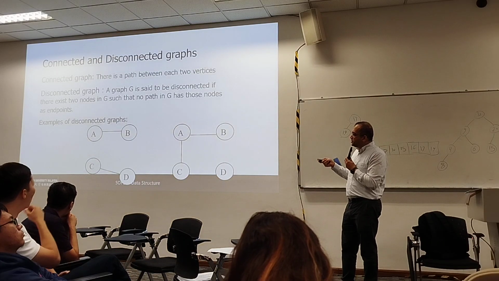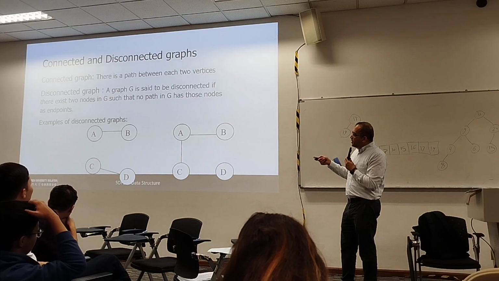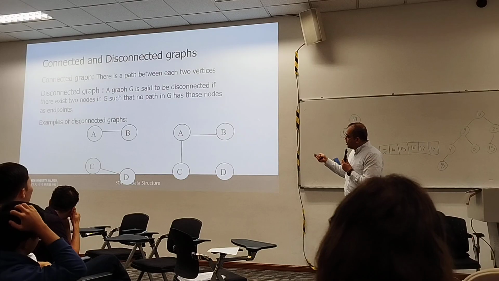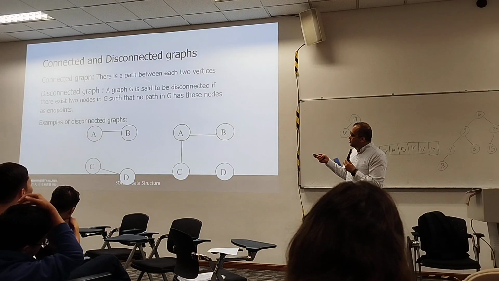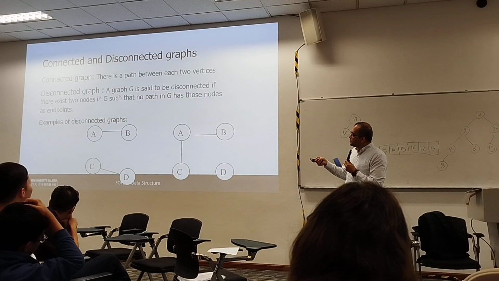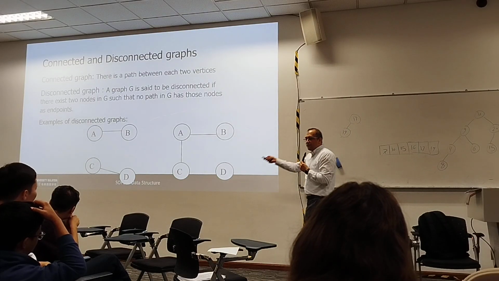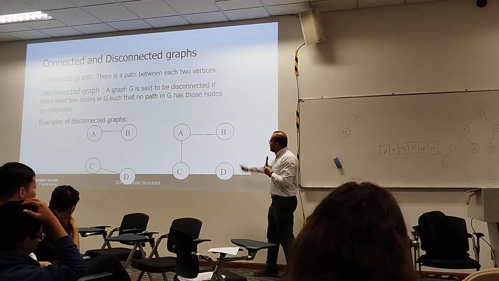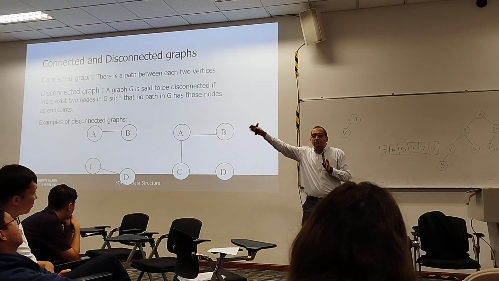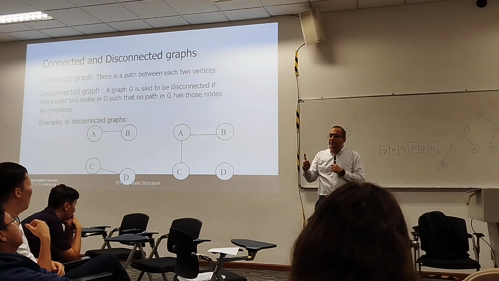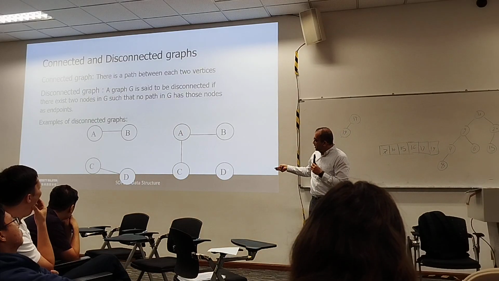Disconnected graph: a graph G, let's say this is a graph G, is said to be disconnected if there exist two vertices in G such that no path in G has those nodes as endpoints. Meaning that I come to this graph, select two vertices, let's say B and D. If B and D cannot be the beginning and the end of a path, what does it mean? Disconnected. So if I start from A here, can I reach D?